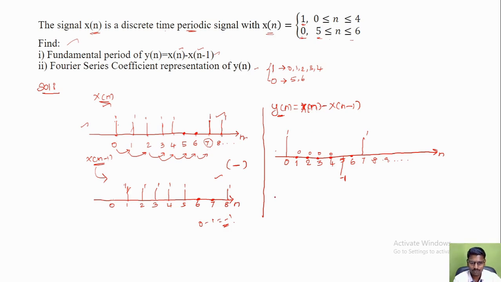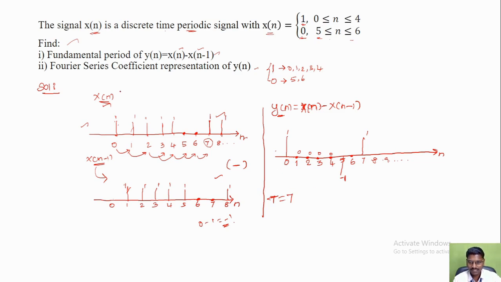So T is equal to 7, right? Or if you calculate the number of samples, you will get 7: 0, 1, 2, 3, 4, 5, 6. So the total number of samples is 7, but we need to consider the time period between the first set of the signal and the next set of the repeating signal. So T is equal to 7 here, right?